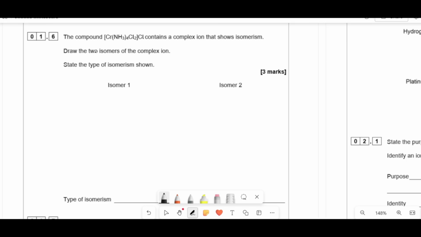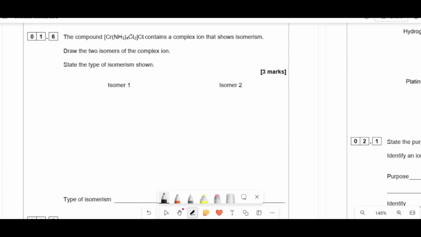So now the compound Cr, this blah, blah, blah, has a complex ion that shows isomerism. Draw the 2 isomers of this complex ion. So you've got Cr with 4 NH3s and 2 Cl on it. Remember, that's irrelevant. That's just another part of the other ion.